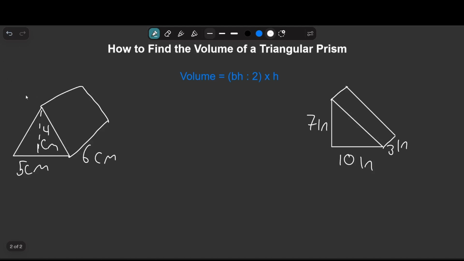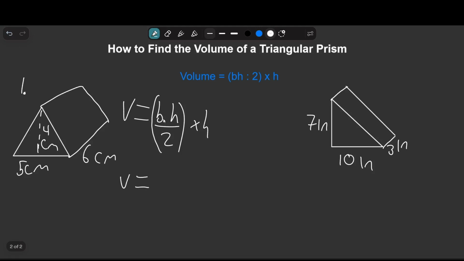So we have number 1 over here. So we can see we have a triangular prism. We have the base of the triangle, we have the height of the prism, and we have the height of the triangle itself. So let's just write the formula down for you guys. So volume equals base times height divided by 2 times height. We can put these in parentheses. So, like this.